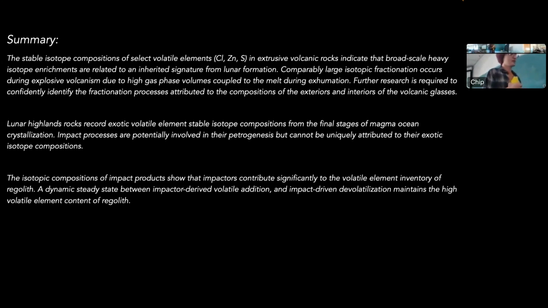In terms of Highlands rocks, these are recording exotic stable isotope values that are related to the last stages of magma ocean crystallization. And while the impact process is potentially related to their petrogenesis, we can't really relate them uniquely to their stable isotope values. Instead, when we look at impact products and constrain the impactor input within them, we can see that the isotopic values of impact products show that impactors contribute significantly to the volatile element inventory of the regolith. We see a dynamic steady state system between impactor-derived volatiles and impact-driven devolatilization, maintaining a high volatile content in the regolith, despite the fact that it's being continually impact processed.